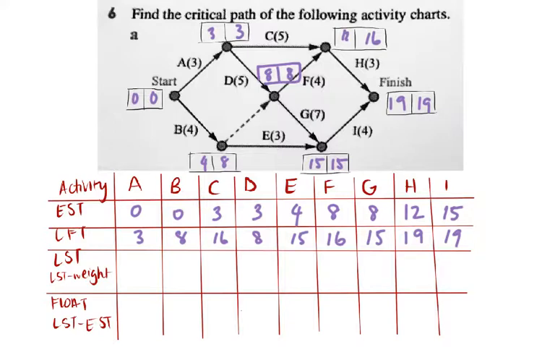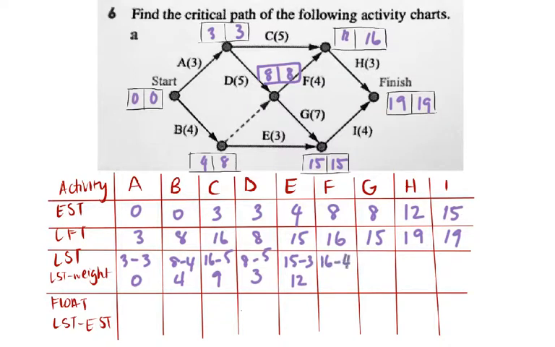So now what we're going to do is find our latest start time, and we're going to calculate those. So we're going to do the latest finish time minus the weight. So for the first one, it's 3 minus 3 is 0. Next one is 8 minus 4 is 4. C is 16 minus 5 is 9. D is 8 minus 5 is 3. E is 15 minus 3 is 12.